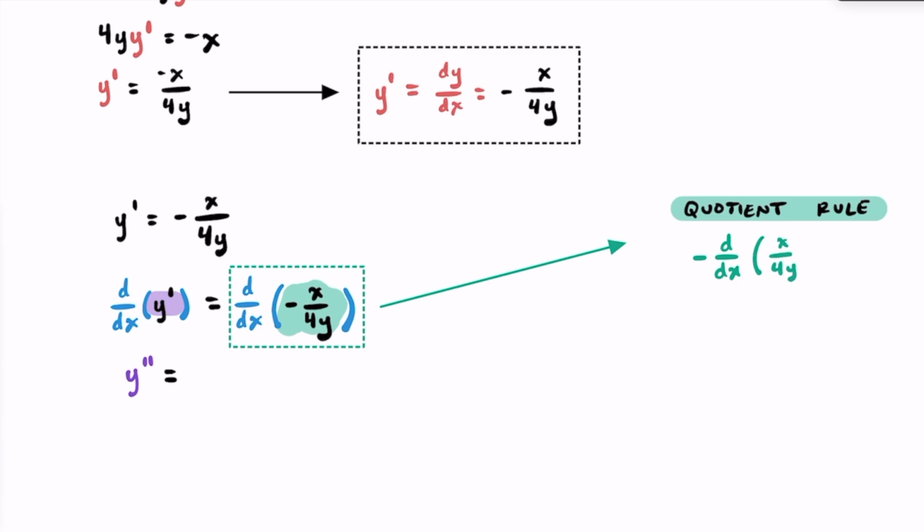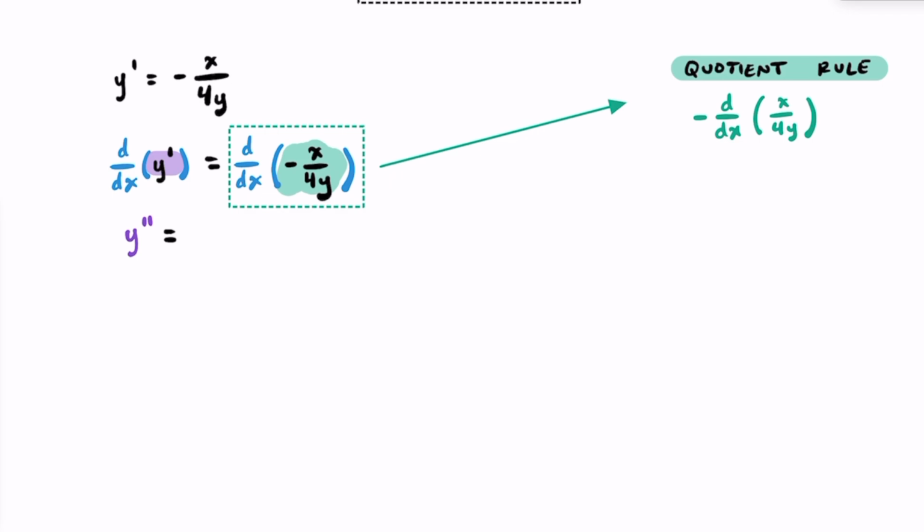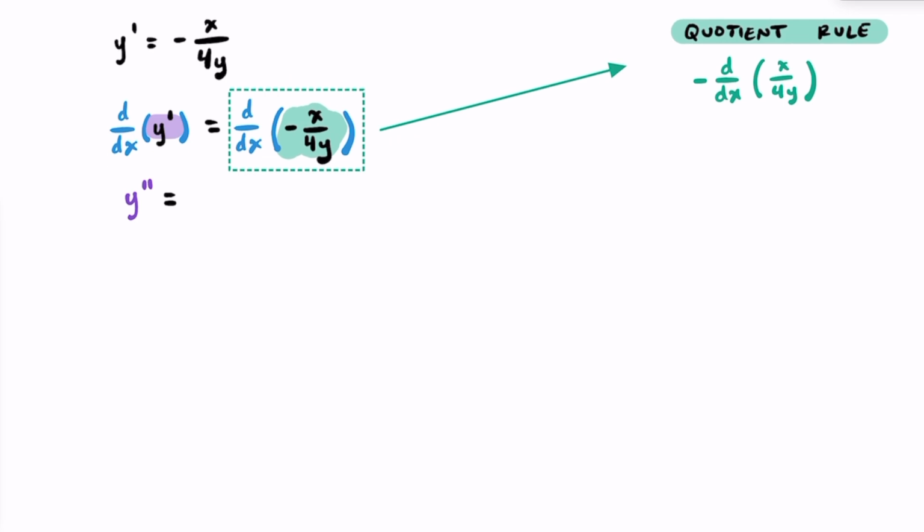Okay, so let's just look at the quotient rule for this x over 4y then, and we'll apply the negative on after. All right, so how does our quotient rule work again? Well, first we're going to take the denominator here of 4y, and multiply that by the derivative of the numerator. So we have this 4y multiplied by the derivative of x, which is just going to be 1.